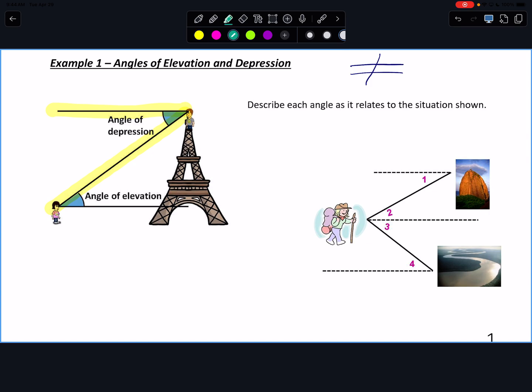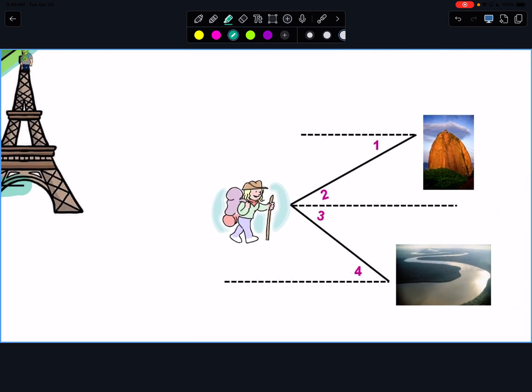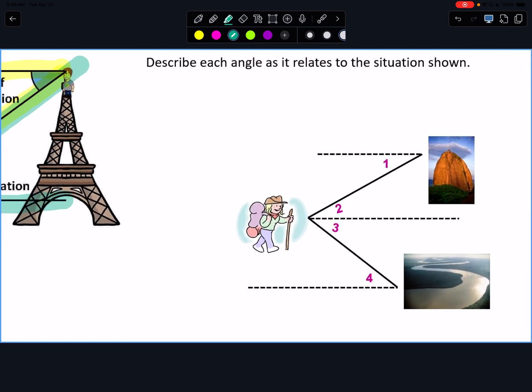And then if you look, an angle of elevation, again, line of sight to the Eiffel Tower will be straight ahead. So if they want to see that person, they would have to look up. Elevation up, depressed down, okay? So let's label and describe each angle as it relates to the situation shown. So angle 1, 2, 3, and 4.